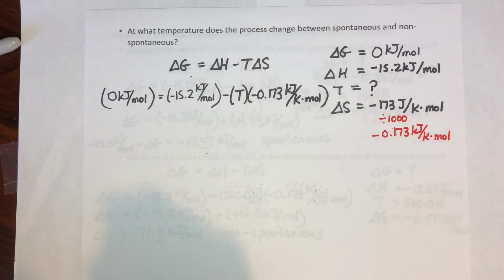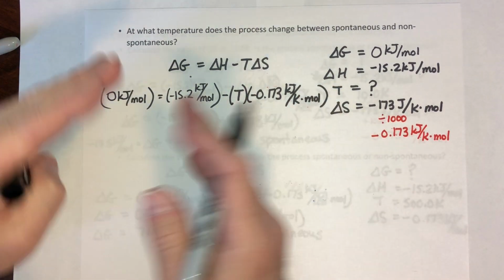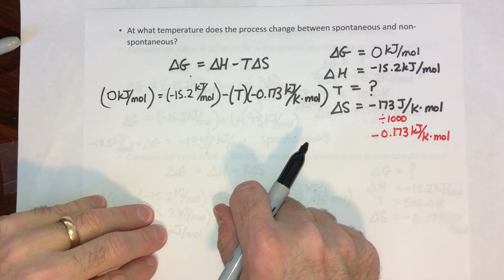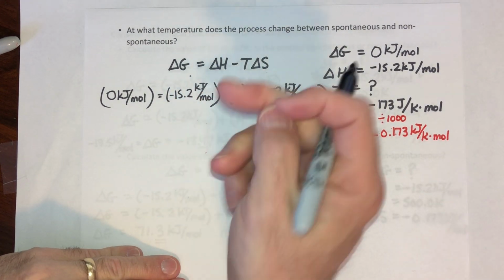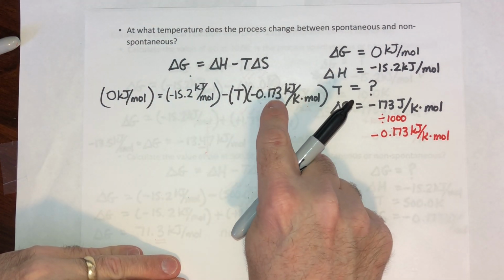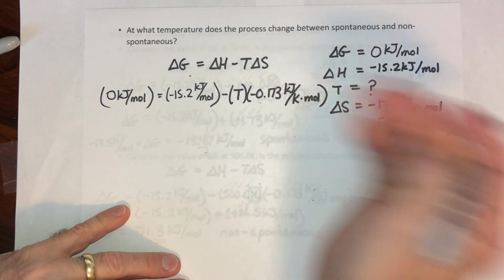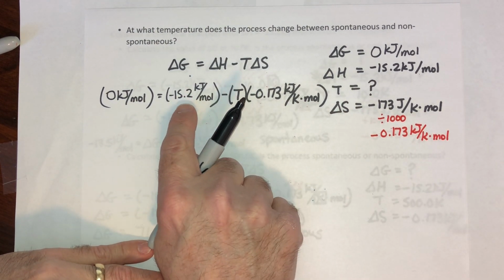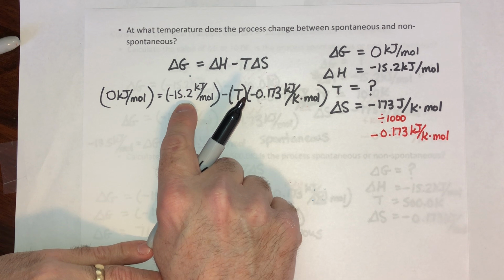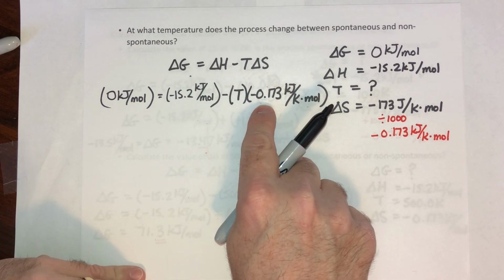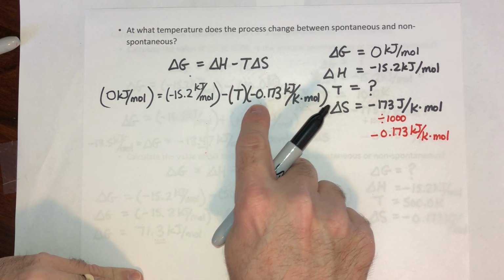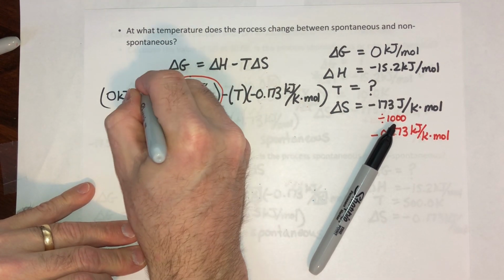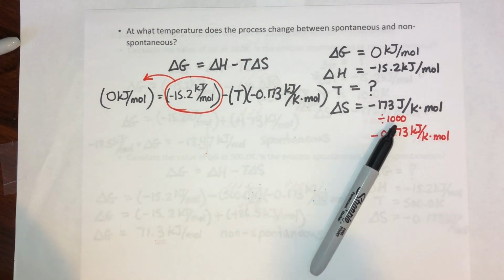Now, if we're going to solve this, we're going to have to start isolating this T, right? We need to move all of this stuff to the other side. So I need to move the 15.2 to the other side, and I need to move the negative 0.173 to the other side. If you're doing rearranging, you always move the thing that's been added or subtracted first. You move the thing that's been multiplied second. So I would like to take this and move it to the other side first.